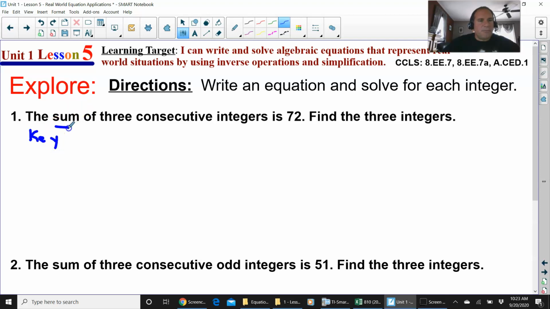It says the sum of 3 consecutive integers. So x should be your first integer. This is the same question as the one that we just did. X plus 1 should be your second. And then x plus 2 should be your third consecutive integer. Go ahead, give it a try. We'll come back and talk about it. Press pause now.